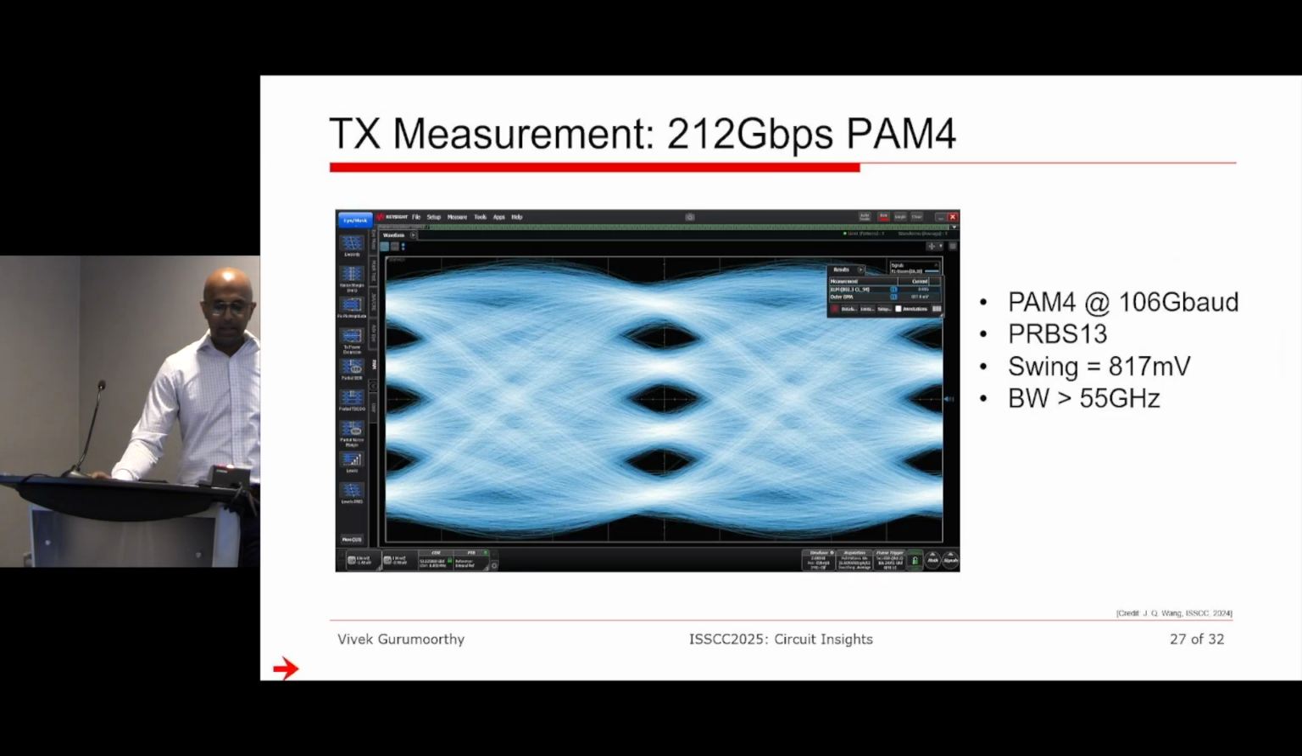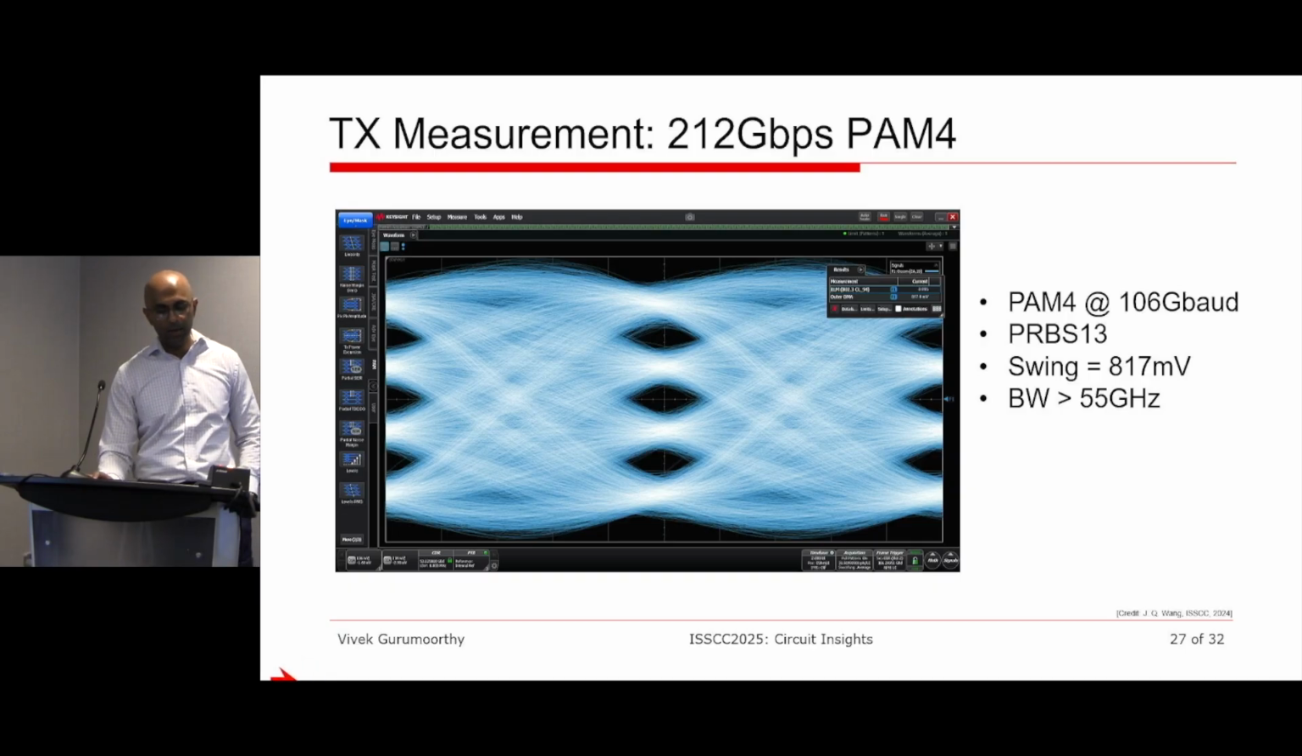So we did this, and we were able to get a 212 gigabits per second PAM4. Now you see we got up to an 800 millivolt swing with a bandwidth of greater than 55 gigahertz, and having 3 open eyes where the signal to noise and distortion ratio is going to be pretty good. It's a pretty massive achievement to get up to 212 gigabits per second.